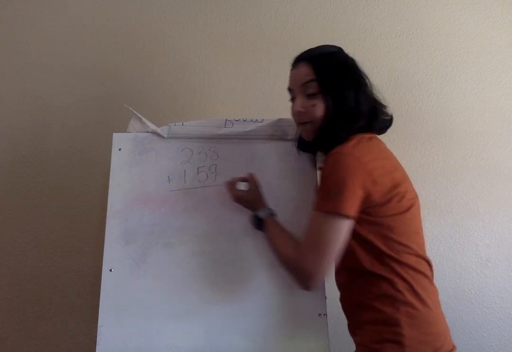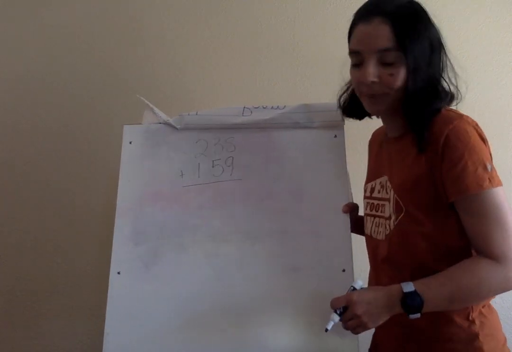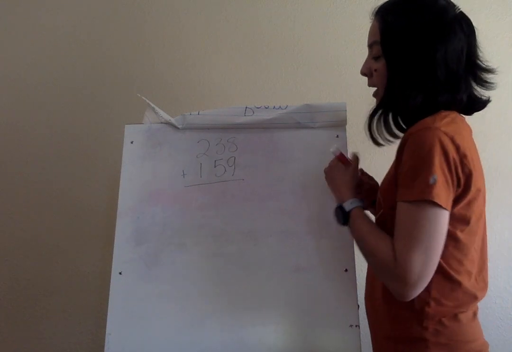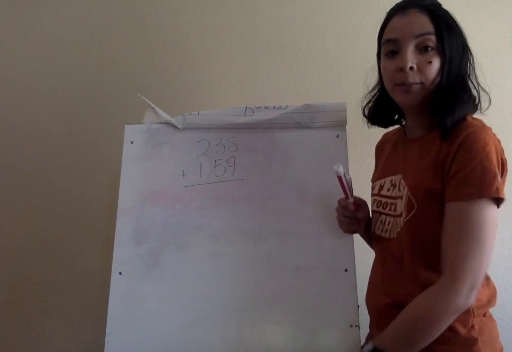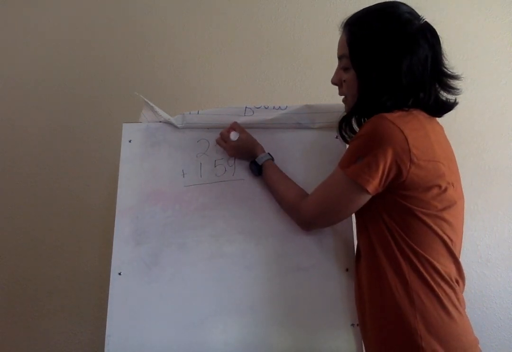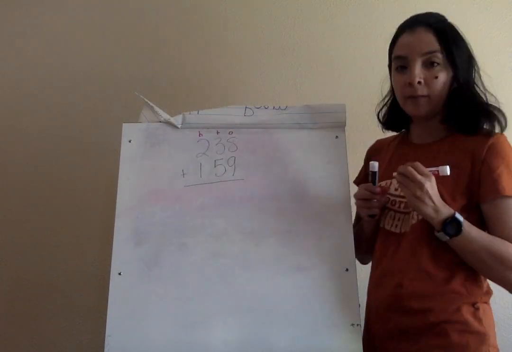Okay. The first thing that you should notice is that today we're starting with 3-digit numbers. So I am going to mark what we have. We have 238 plus 159, and I have my ones, my tens, and my hundreds.